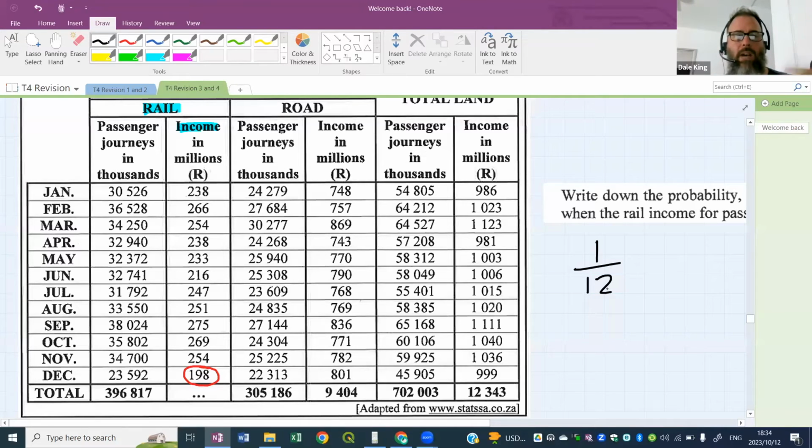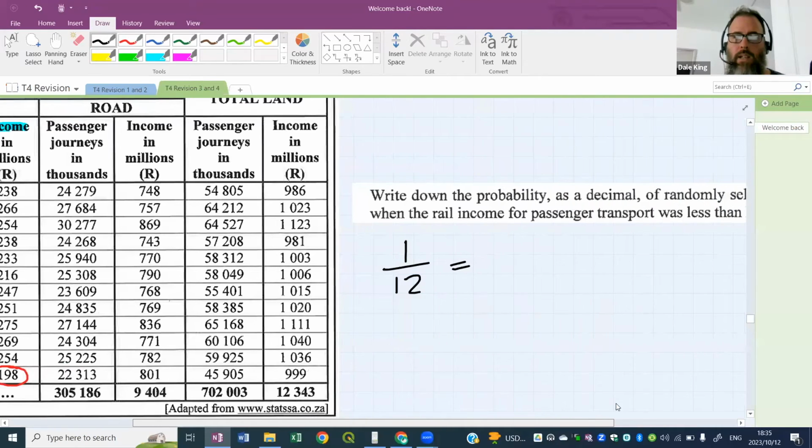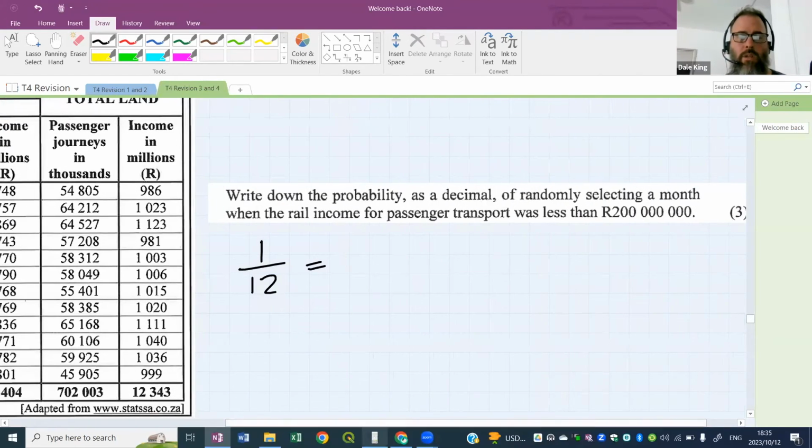So it's 1 out of a possible 12. Once that we see it, that we observe it, out of a possible 12. So it's 1 over 12. Now we are not done, because the question says we've got to show this as a decimal.